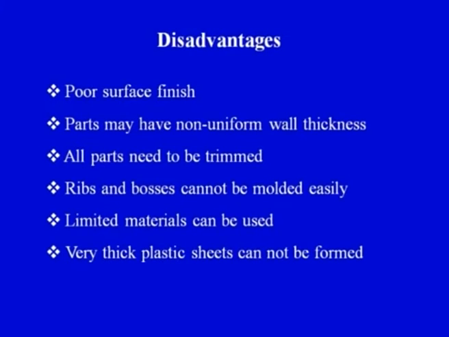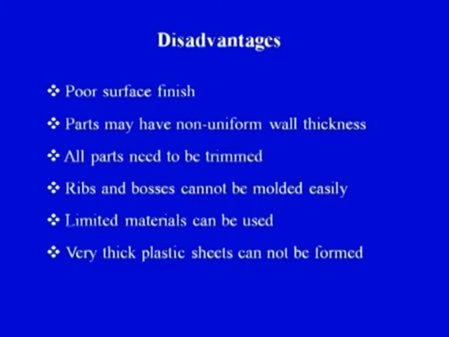Ribs and bosses cannot be molded easily, because we have already seen that one of the important limitations is the non-uniform wall thickness, and on top of that, if we have some ribs and bosses in the product design, the problem of uniformity may further be aggravated. So even in a simple sheet, sometimes we are not able to deform it uniformly, and we do not get a uniform thickness throughout the cross section of the sheet or throughout the length of the sheet when we are deforming it into a different design. So this fourth point is very important, in which the ribs and bosses cannot be molded easily.